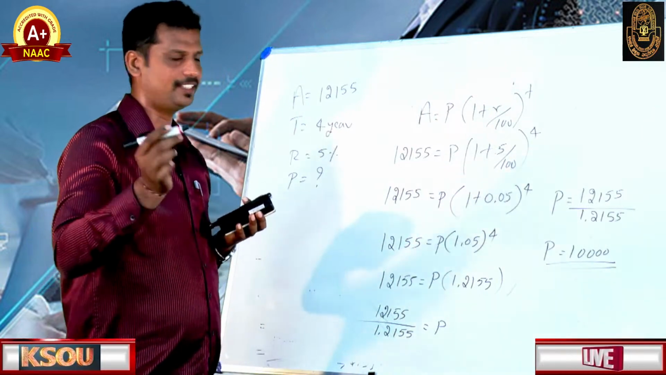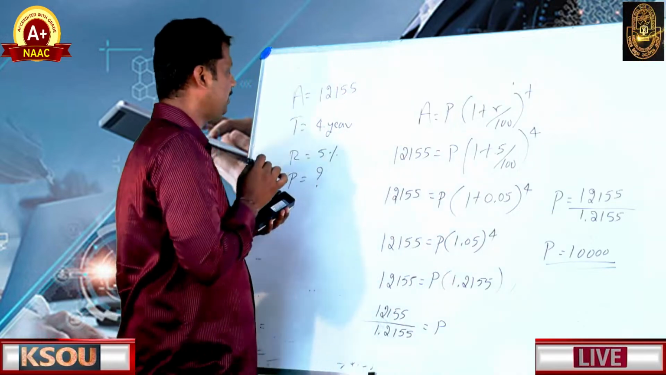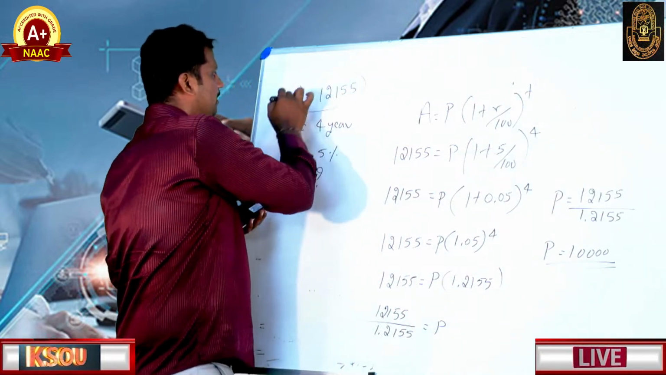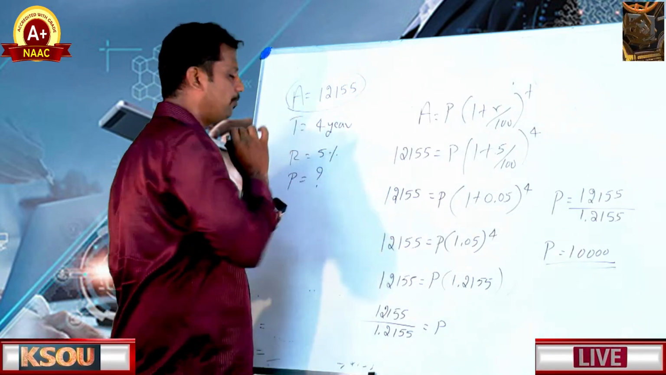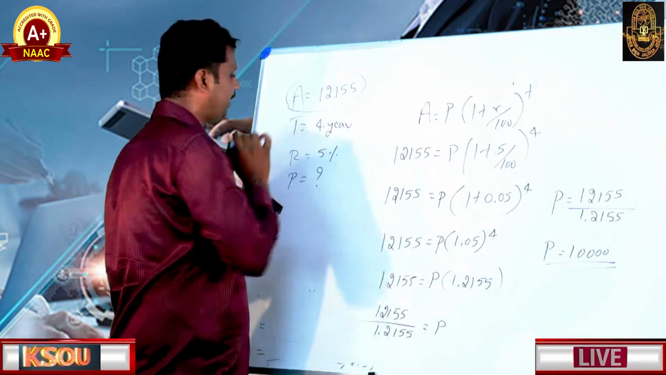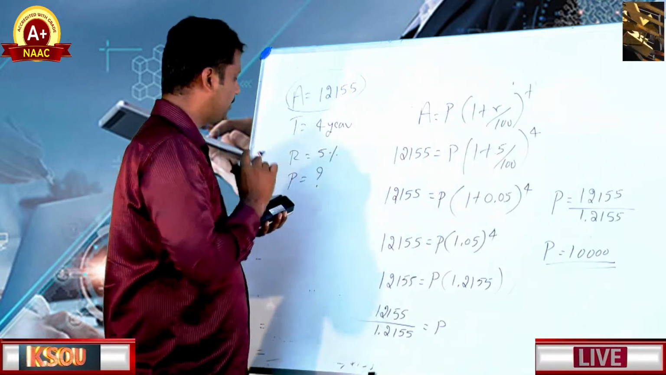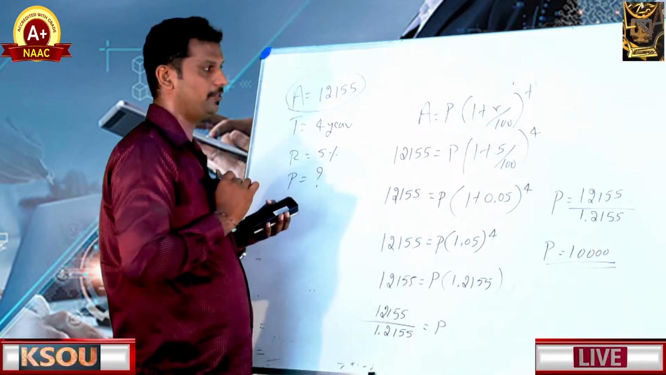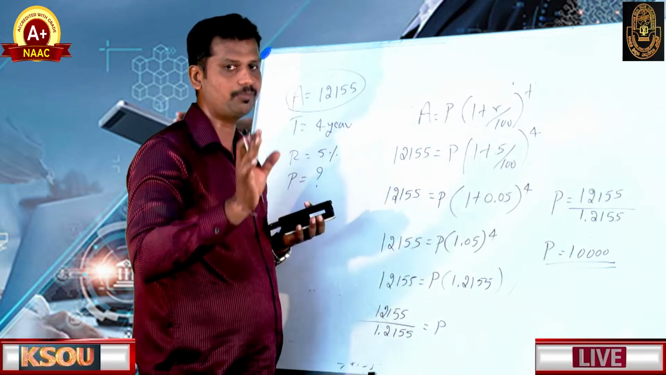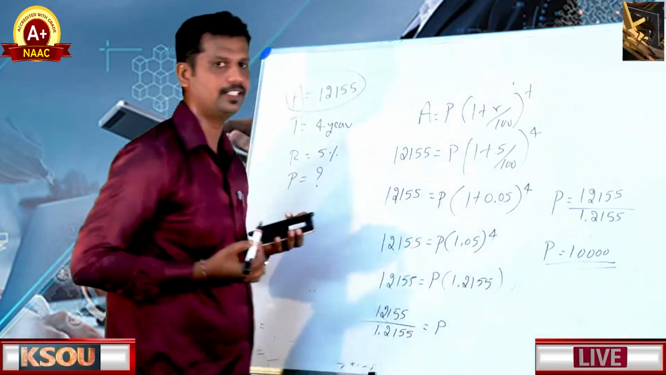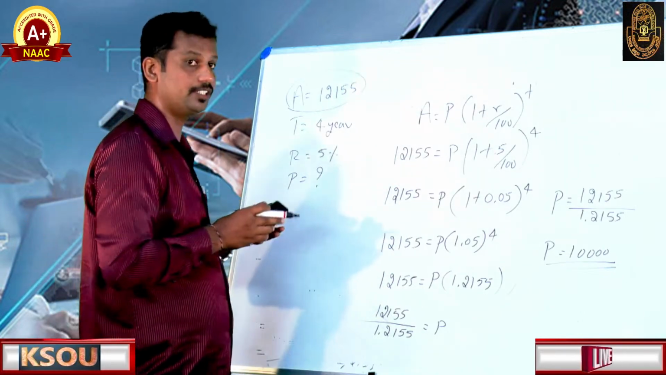Clear now? This is the previous example. In this question, they have given the sum value, 12,155. The time duration is 4 years. The R value, that is the rate of interest, is 5%. So now, what is the question? What is the principal amount? So just using the formula, just simplify, you get the answer. The answer will be 10,000. Clear now? No questions? I think it will be clear.